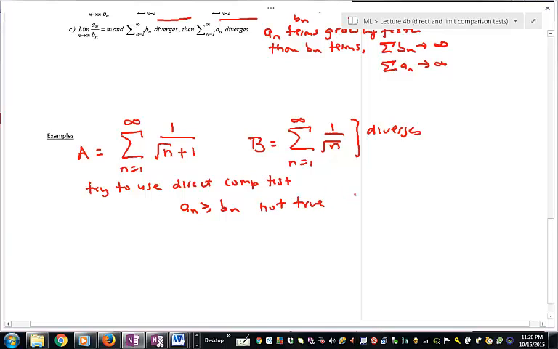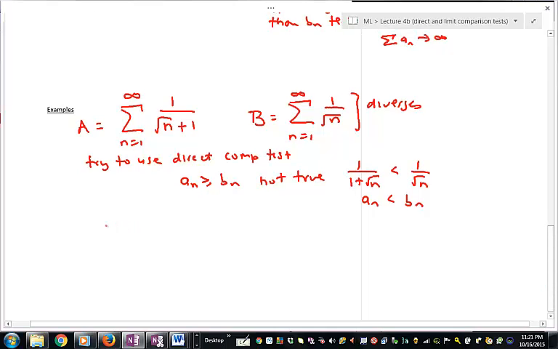Okay, if you look at this, 1 over 1 plus the square root of n is going to be less than 1 over the square root of n. In other words, an is actually less than bn. So we can't use a direct comparison test, but we can compare the asymptotic properties. We can use a limit comparison test quite easily. So instead, we use a limit comparison test.